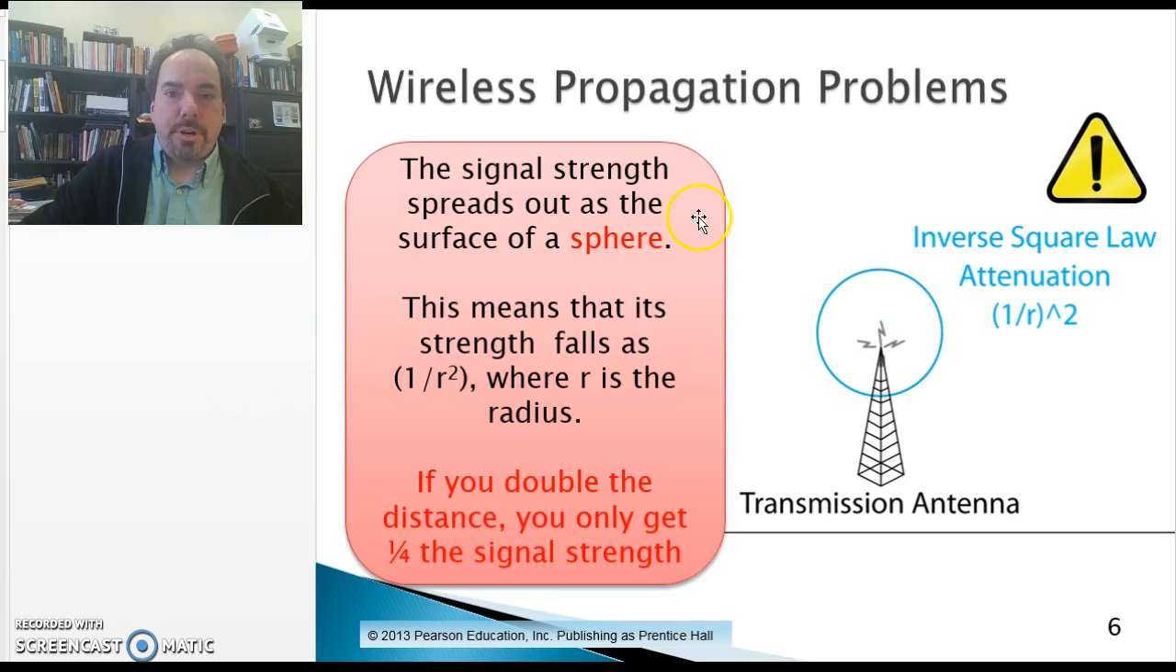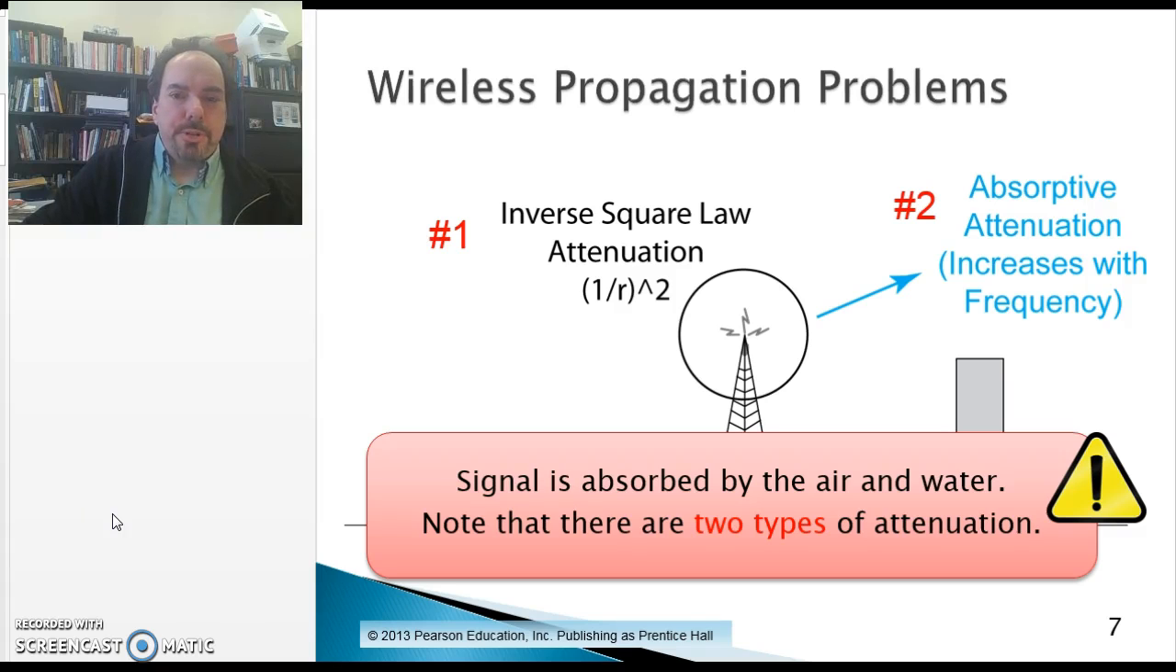And of course, signal does spread out in a sphere, not a circle. It's in 3 dimensions with an omnidirectional antenna. Inverse square attenuation is problem number 1.